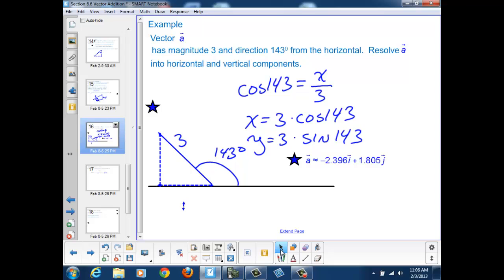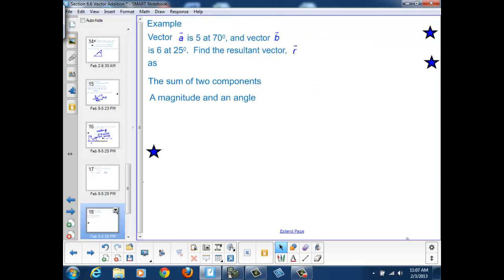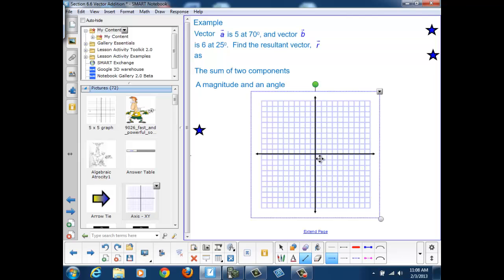So if we look at what we did there, we can see that converting from a magnitude and a direction is a simple formula where we take the length of our vector times the cosine of theta to find our horizontal component, and we take the length of our vector times the sine of theta to get the vertical component. Now, where this approach comes in very handy is when we are trying to add vectors. If we take vector A being 5 at 70 degrees, let's start with that vector.